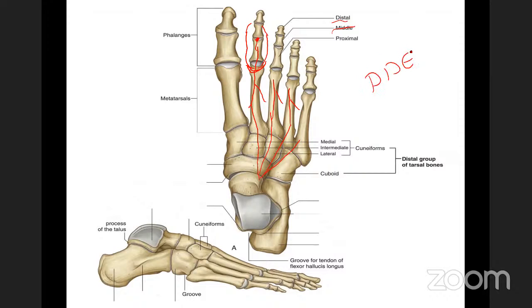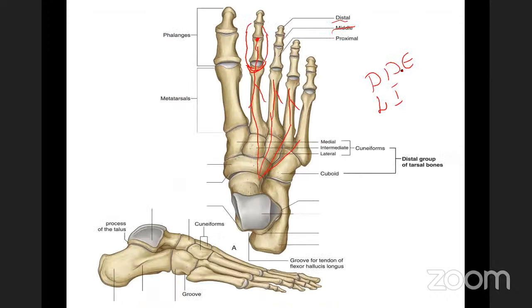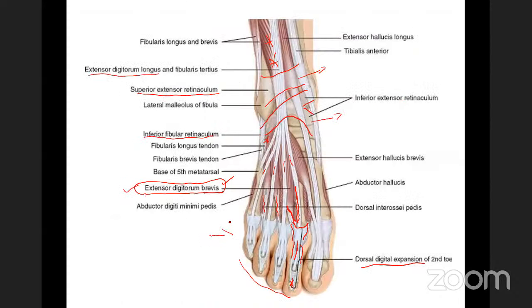It is to this dorsal digital expansion that the lumbricals and the interossei will be attached. So that is about the extensor digitorum longus. What is the function of this muscle? The function of this muscle is that it brings about dorsiflexion of the lateral four toes.